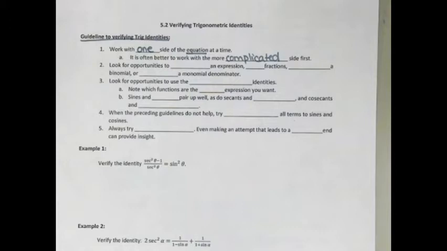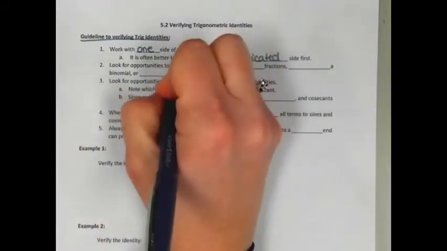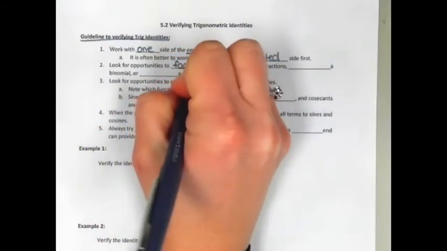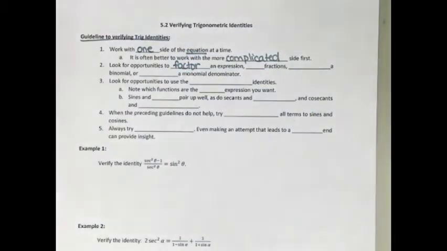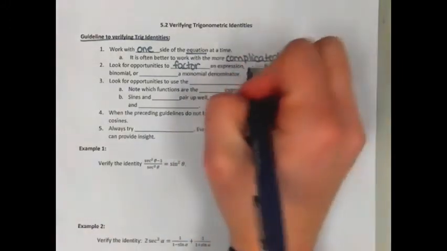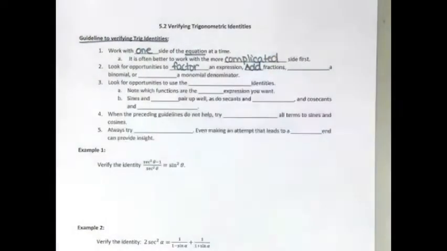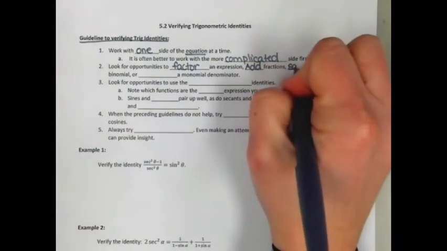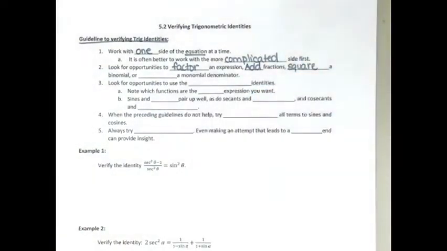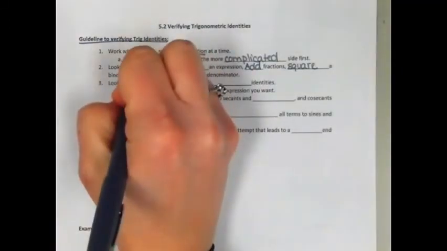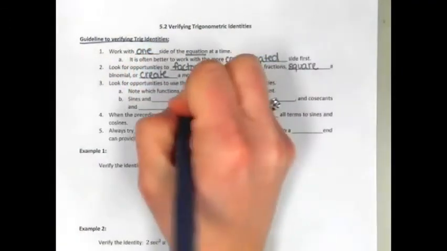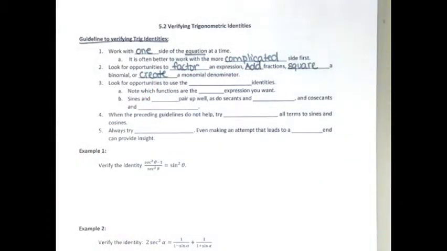Look for opportunities that we can factor. Do you guys remember how to factor? Difference of two squares, trinomials, all of that. So we'll try to see if we can factor. Sometimes, can we add fractions? Can we square a binomial? Or can we create a monomial denominator?